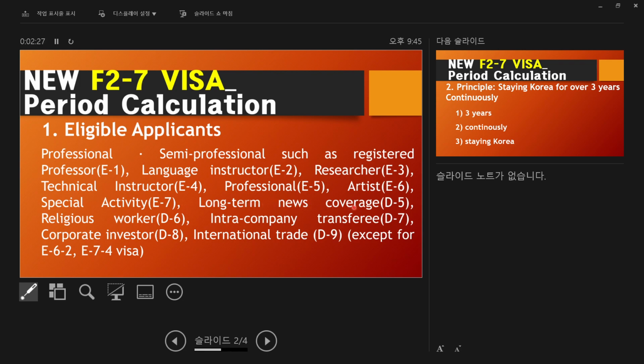Long-term news coverage D5 is a reporter. The religious worker D6, and intra-company transfer, dispatching an employee from the overseas headquarters, the D7, and corporate investor D8, international trade, and the business investor D9. These are the eligible persons who can apply for the F27 visa, right?